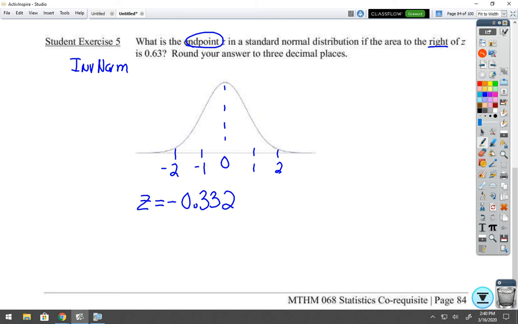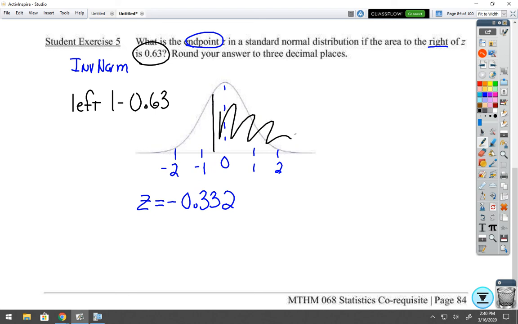All right, well, what if I don't have a cool calculator and I have to do it the older method? Okay, well, if the area to the right is 0.63, then the area to the left is 1 minus 0.63. It's the other part, okay? So if this is 63%, this is 1 minus 63%, or 100 minus 63%, okay? So the thinking here is, okay, what if I can only calculate left? Okay, well, we still have to be able to get this negative 0.332.